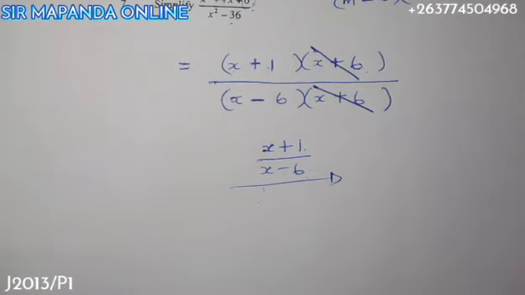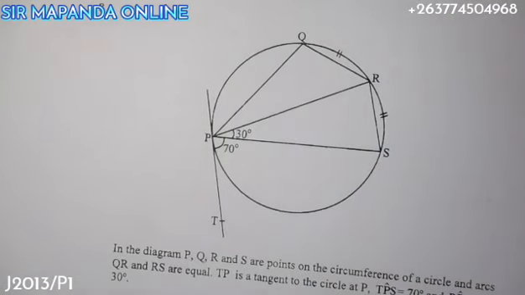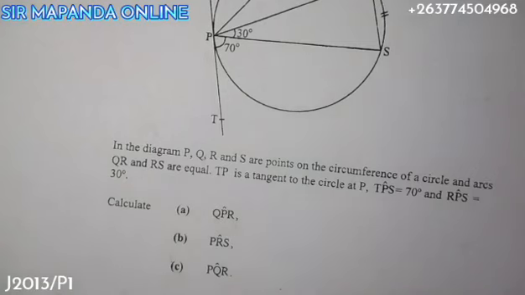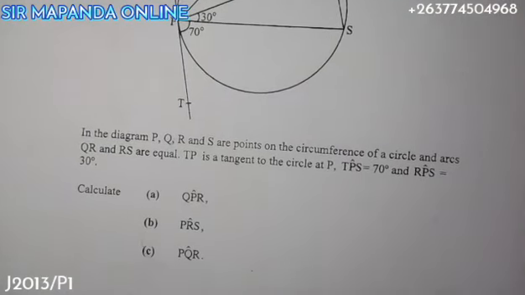Let us move on to question number 8. 8 is in line with circle geometry, right? It reads, in the diagram, P, Q, R, and S are points on the circumference of a circle, and arcs QR and RS are equal. TP is a tangent to the circle at P. Angle TPS is equal to 70 degrees, and angle RPS is equal to 30 degrees.